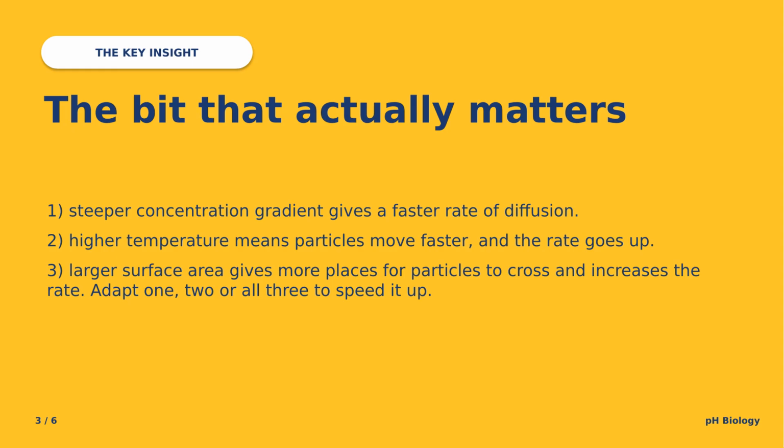Three things to lock in. 1. A steeper concentration gradient gives a faster rate of diffusion. 2. Higher temperature means particles move faster and the rate goes up. 3. Larger surface area gives more places for particles to cross and increases the rate. Adapt 1, 2, or all 3 to speed it up.